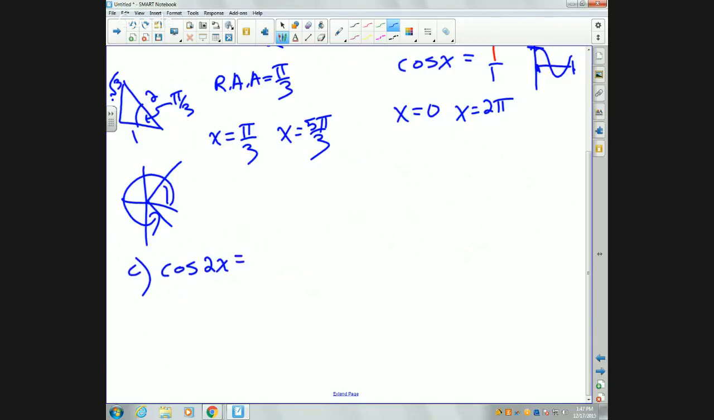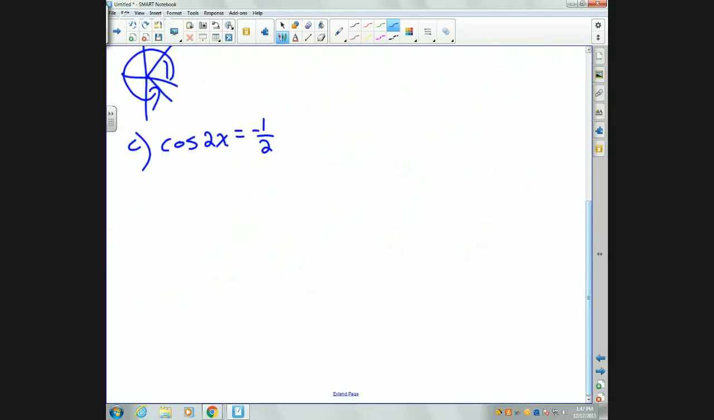Before we get too far here, oh, it's a negative half. Before we get too far, what's the period of this function right here? What's the period of this function? Why, John? Compressed by a factor of 2.